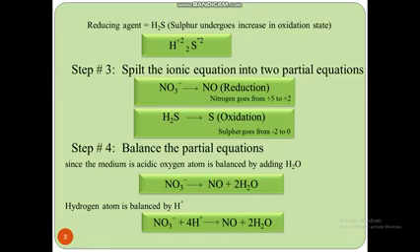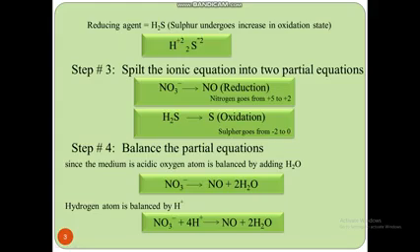Step number 3. We have to split the ionic equation into 2 partial equations. The first one is the reduction reaction and the second one is the oxidation reaction. In the reduction reaction, nitrogen goes from +5 oxidation state to +2 oxidation state, and in the oxidation reaction, sulfur goes from -2 oxidation state to 0.